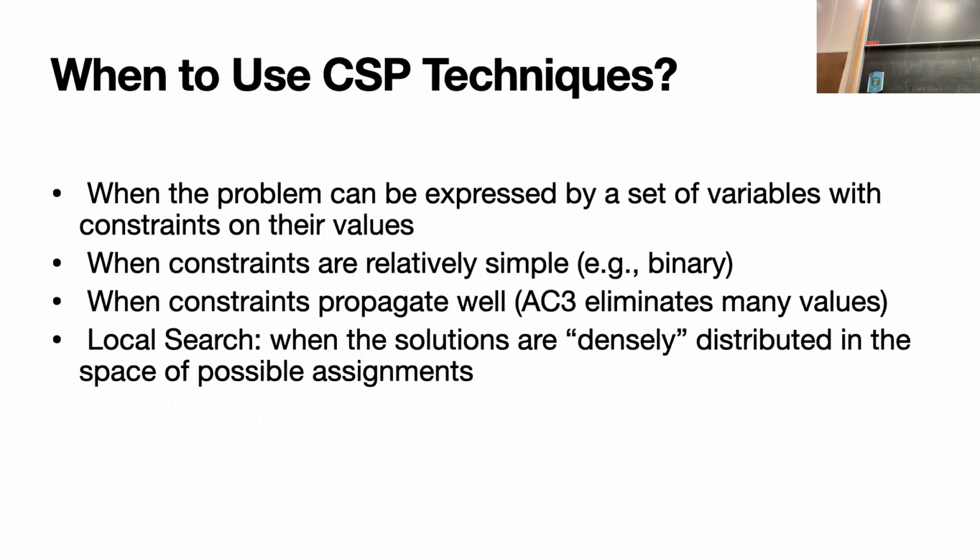When will you use the techniques that we talked about in this class? Well, when the constraints are relatively simple, i.e. binary. Again, there are entire fields dedicated to what happens when you have intervals, what happens when you have real-valued constraints, et cetera. Other ideas: when the constraints propagate well, right? When we looked at arc consistency, it's able to eliminate many values, and that's why we use it for a lot of cases. That's when we would want to use something like arc consistency, when we have things that are really strongly connected. When will we want to use local search? Well, when the solutions are densely distributed in the space of possible assignments. Sometimes that's a hard thing to come up with, right? But there are some approximations that you can do to see when your solutions are close together.